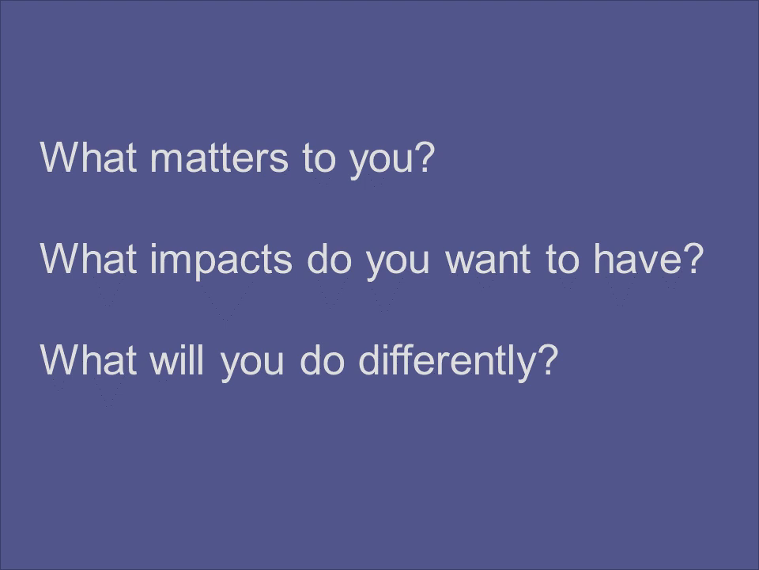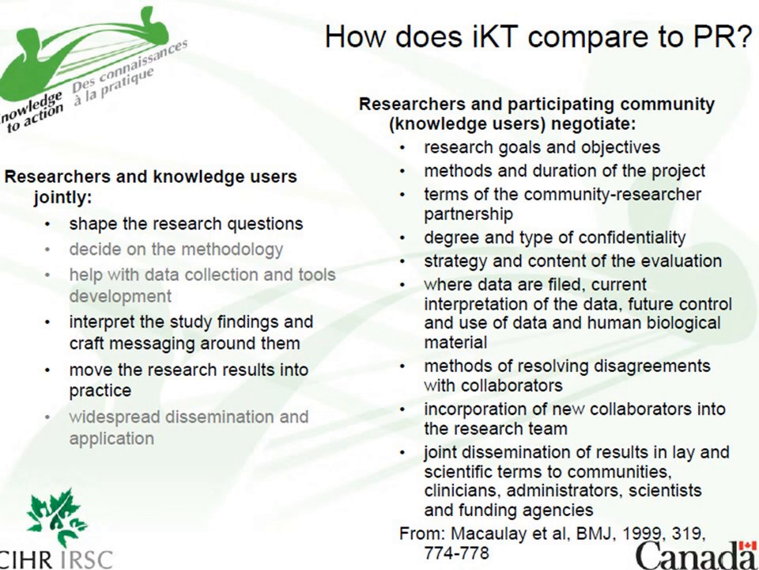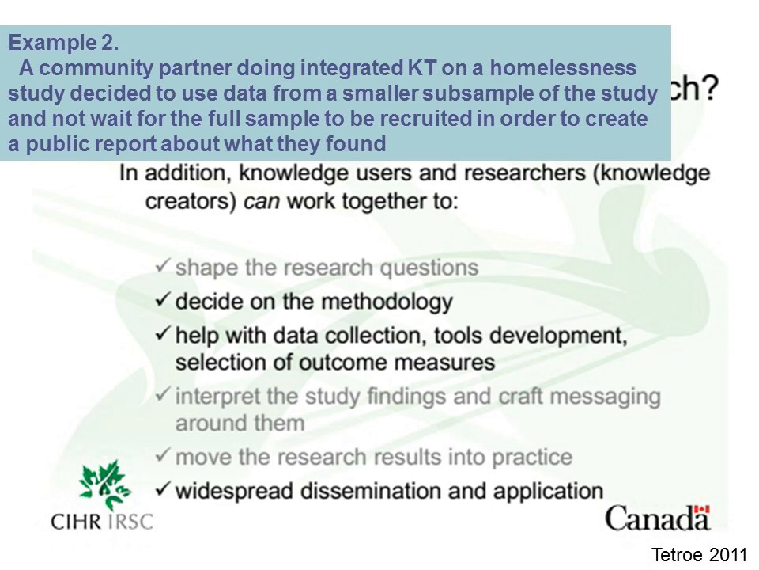But I did have one question, and it goes back to the slide on integrated KT, example number 2, where a community partner doing integrated KT on a homelessness study decided to use data from a smaller subsample of the study and not wait for the full sample. So in a situation like that, isn't that potentially a little dangerous? Because what if that subsample shows either a strengthened effect or an effect that's maybe not there or in the opposite direction by the time you get to the end of the report and all of the data collection and analysis?